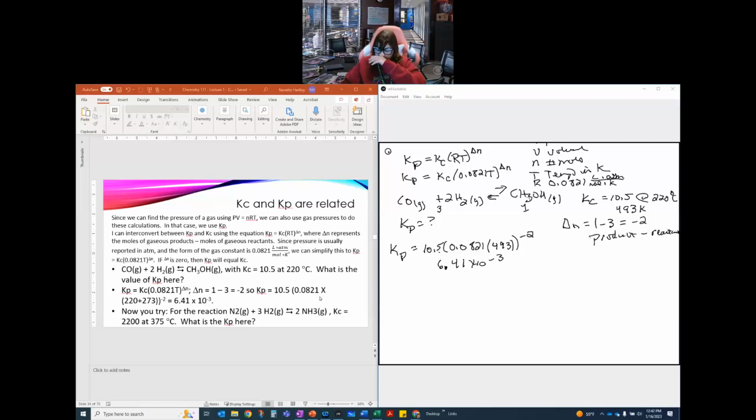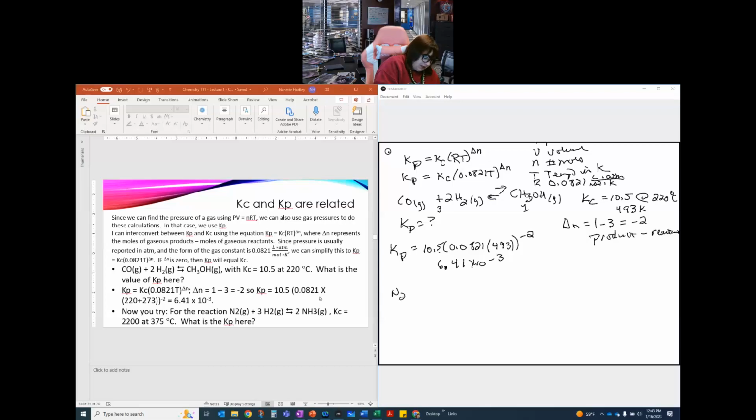Okay, different values. And that is what I would expect, because the pressure and the concentration ones are different. So they're not going to have the same values, all right? But we can calculate. Given that same equation, this is just the details for that calculation. So 6.41 times 10 to the minus 3. Now we're going to try another one.